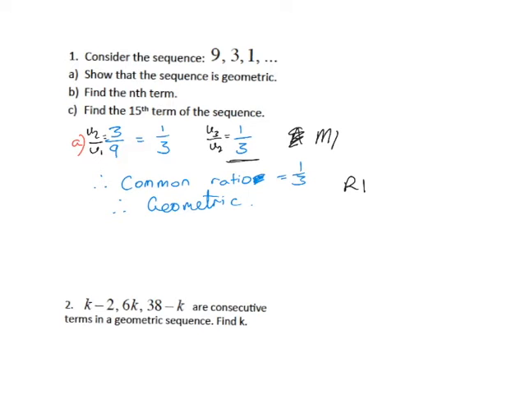Okay, B. Find the nth term, or we could have said general term, or even the rule. Can anyone help me out? What do I want to find? I've already found R. R is a third. UN, very good. So let's write down the rule. UN is U1 times R to the n minus 1. So let's have a go. What does that become for this particular example? 9.